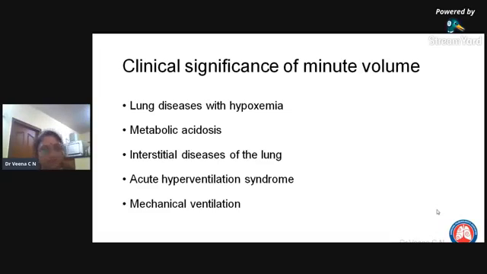The respiratory control system reacts very effectively to changes in the internal environment, thereby altering minute ventilation. Partial pressure of carbon dioxide is the most important input to the ventilatory control system. However, higher minute ventilation can be obtained from influences by the higher center. Minute ventilation can be altered in a variety of clinical conditions, which include lung diseases causing hypoxemia, metabolic acidosis, interstitial diseases of the lung, anxiety, congestive cardiac failure, and acute hyperventilation syndrome.